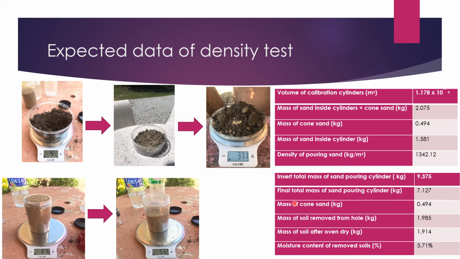And this is the final total mass of sand pouring cylinder. The value is 7.127. Mass of sand is 0.494 kilogram. Mass of soil removed from hole is 1.985 kilogram. Mass of soil after oven dry is 1.914 kilogram, and this is the result of moisture content of removed soil, which is 3.71%.